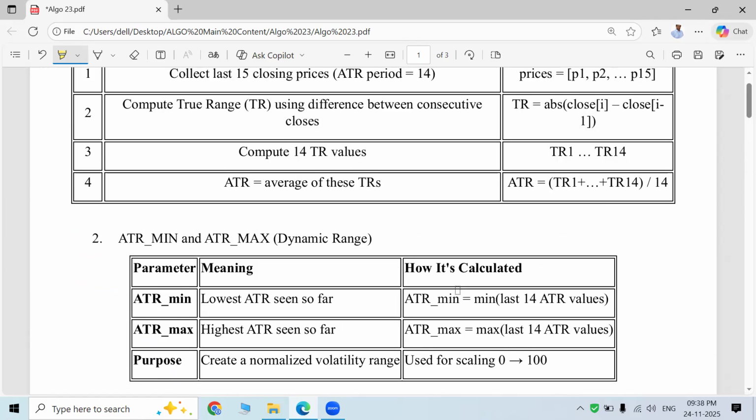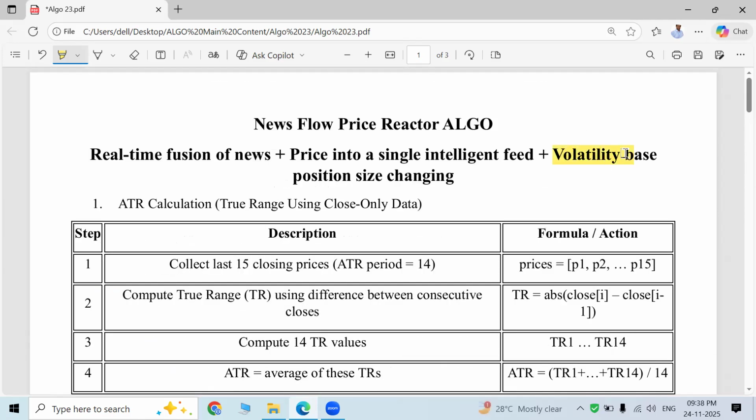Now, how are we going to change the volatility? Volatility means change in price. How to change volatility in the market, or how to change the price in the market? That basically depends on supply and demand. If there is a lot of supply in the market, then the price is going to go down. And how fast it is going to go down depends on the news which is coming up.